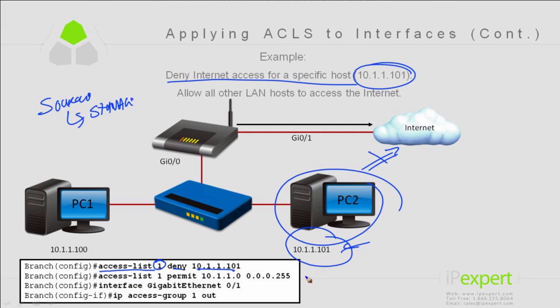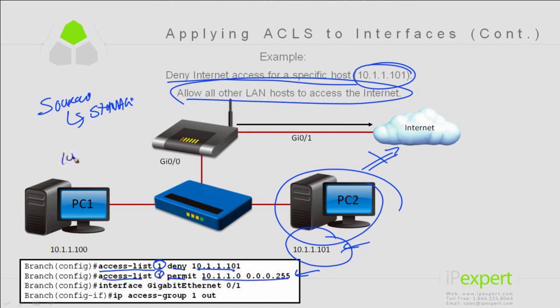Now, because of the implicit deny at the bottom of the access list, I need to countermand that, which means I want everyone else to have access to the internet. So what I'm going to do is come in here and say access-list 1 permit, and then I'm going to allow my entire network.